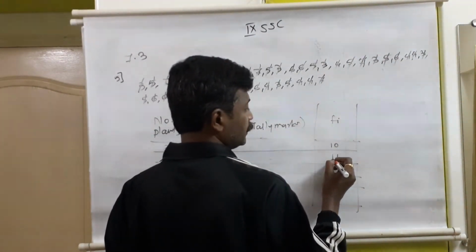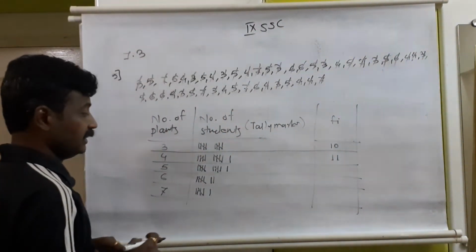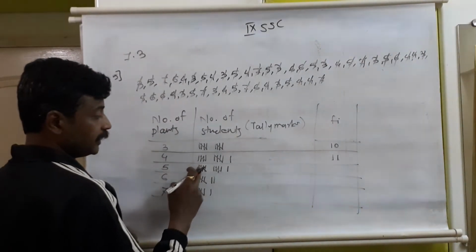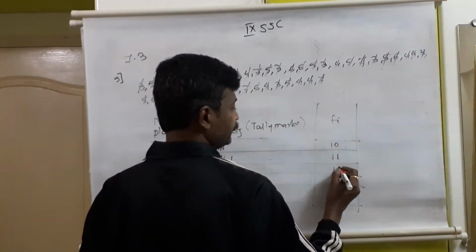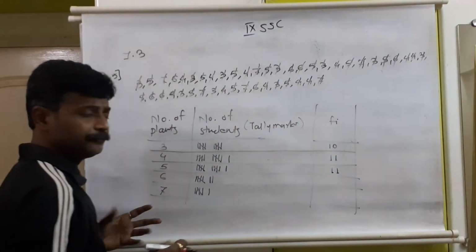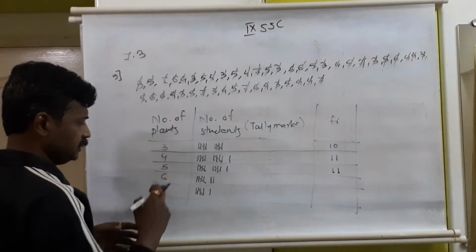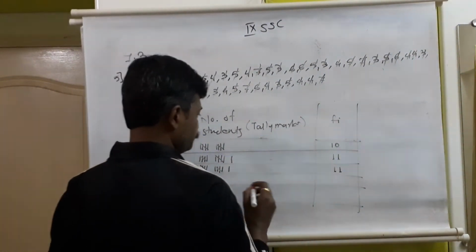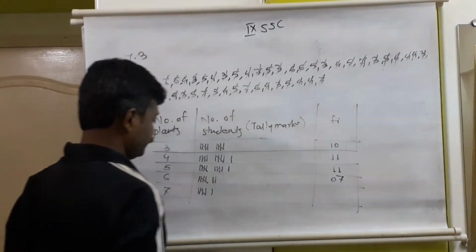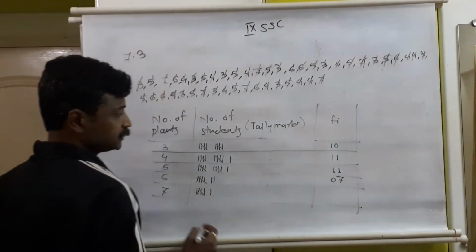So total frequency for 4 is 11. For 5, again 5 plus 5, 10 plus 1, 11. Same frequency for 5 and 4, no matter, as per our observation. 6, 5 plus 2, it will be 7. And then for 7, 5 plus 1, 6.